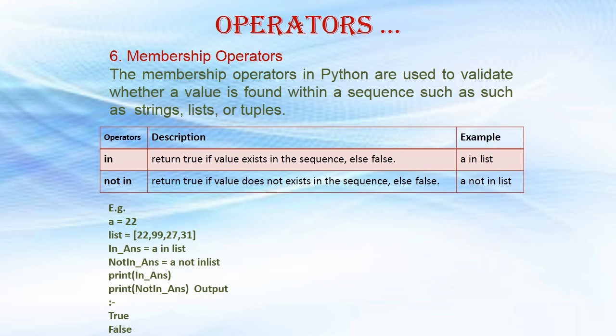For example, A equals 22 and list equals, this is a sequence of numbers which is a list, 22, 99, 27, 31. Now in answer, this is a variable, equals A in list, and not in answer equals A not in list. What we need to check is print in answer and print not in answer. It will check that the value of A is 22. It will check it is in the list, so the output is true. And if it says that A is not in list, but it does exist in the list, so it is false.